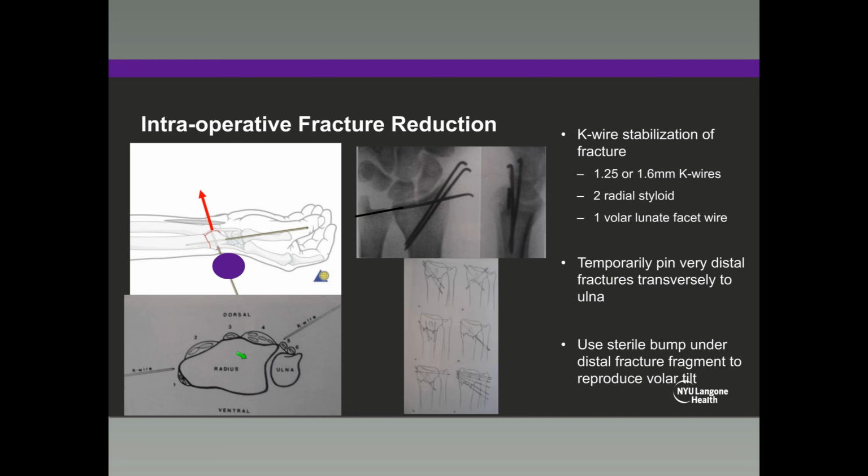Now, this diagram over here is showing safe zones for pin placement. Remember, radially, you do want to avoid the radial artery. You come from proximal to distal, and that's fine. In the intraoperative incision, you can be on the lunate facet fragment coming volarly and or dorsally and be safe. So here's the volar, here's a dorsal K wire here. You can actually come from this apex angle here as well, as long as your median nerve is out of the way.